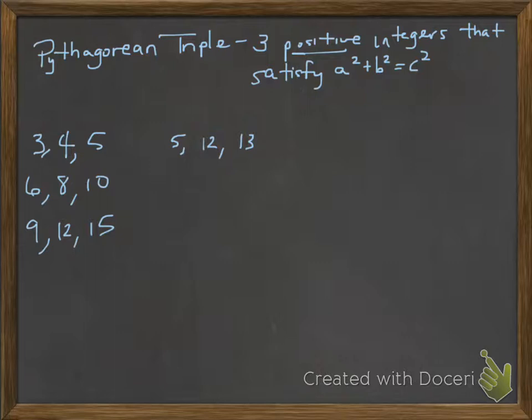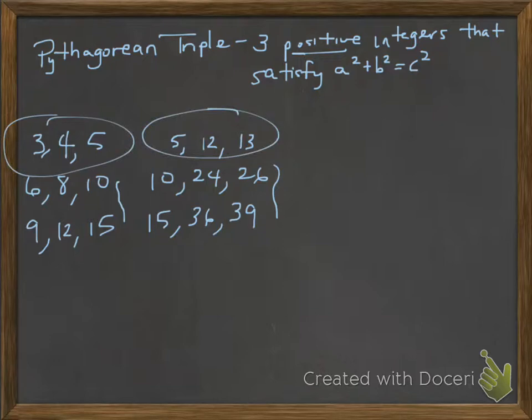So if I multiply all of them by 2, I have 10, 24, and 26. Multiply all of them by 3, I get 15, 36, and 39. Those are all Pythagorean triples, because they're just variations. These ones down here are just variations of these two right here, right?